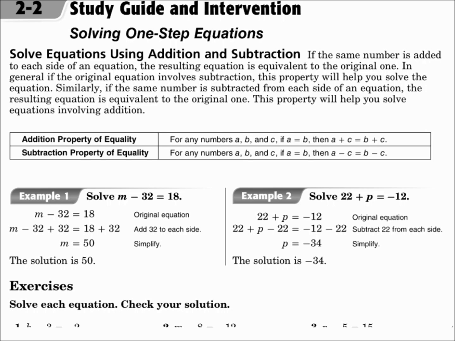When you're solving an equation, the addition property of equality says that you can add the same thing to each side of an equation. The subtraction property of equality says that you can subtract the same thing from each side of an equation.